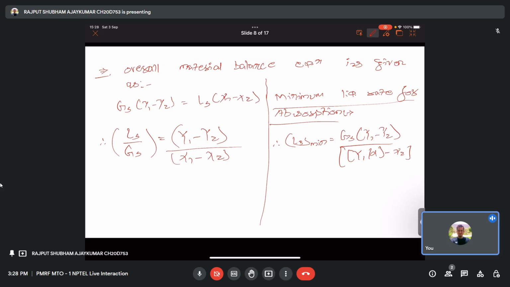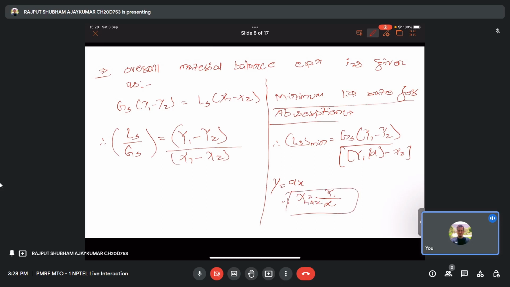So you can define y is equal to alpha x. The minimum liquid rate can be determined algebraically by calculating X max, the maximum concentration of the liquid, that is y1 by alpha, and substituting into the material balance equation. So this is what we get. If you consider y is equal to alpha x, therefore capital X max is equal to y1 by alpha.